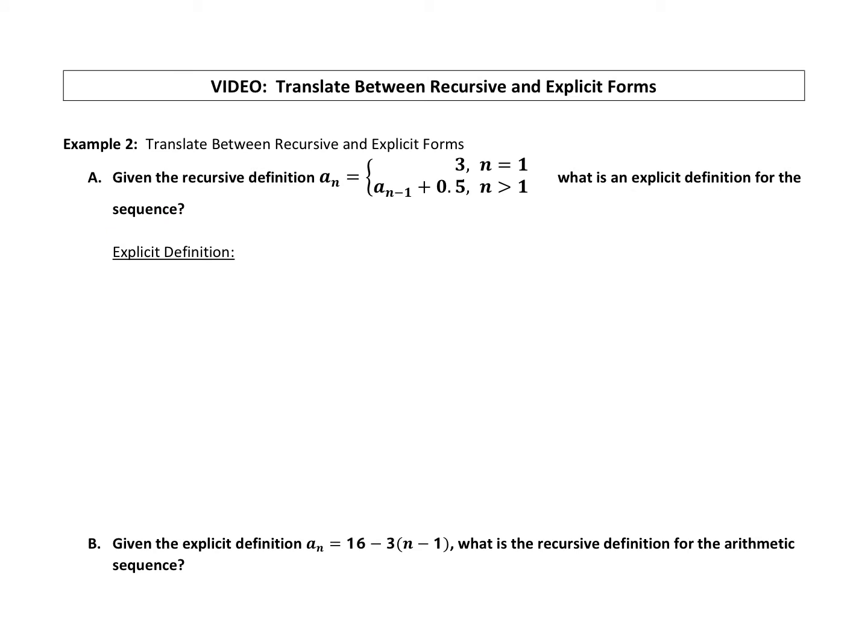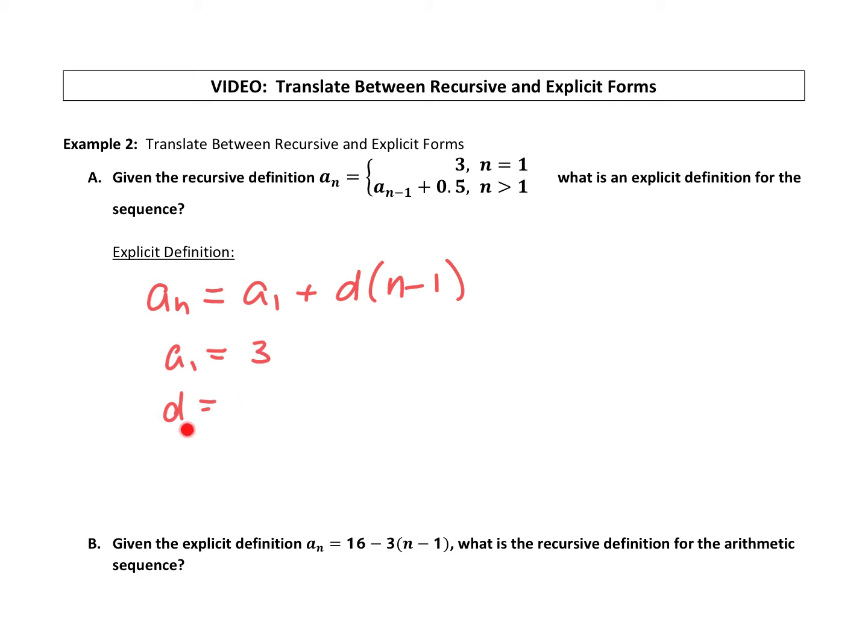So just a reminder, explicit definition has the form a sub n equals a1 plus common difference times n minus 1. If you know the a1 first term and the common difference, you can write an explicit formula. So in a recursive, where do you find that first term? That's when n equals 1. N equals 1 means the first term. So n equals 1, the first term is 3. So we know the first term is 3.